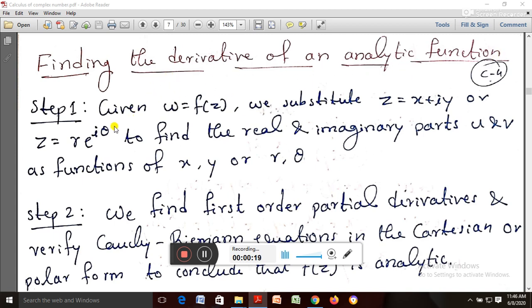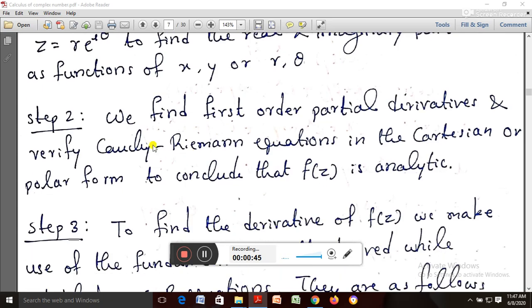The working procedure is as follows. Step 1: given w is equal to f of z, we substitute z is equal to x plus iy, or z is equal to r into e raised to i theta, depending on the function, to find the real and imaginary parts u and v as functions of x and y, or r and theta. Step 2: we find the first order partial derivatives and verify the Cauchy-Riemann equations in the Cartesian or polar form.